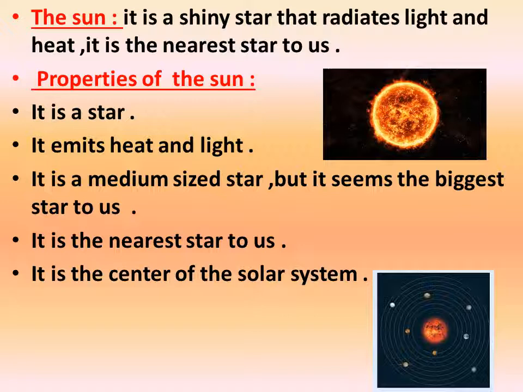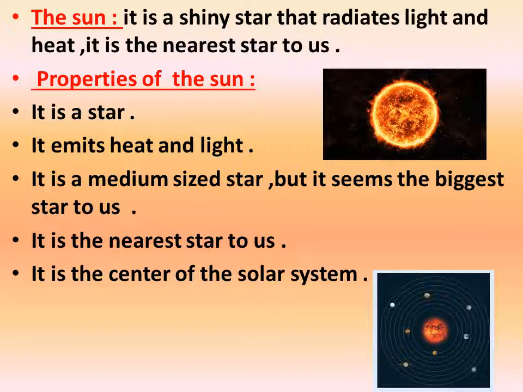So when we define the sun, we will say it's a shiny star that radiates light and heat. It's the nearest star to us. From the definition, we will learn about the properties of the sun. We say that the sun is a star, okay? And we knew that stars emit heat and light.